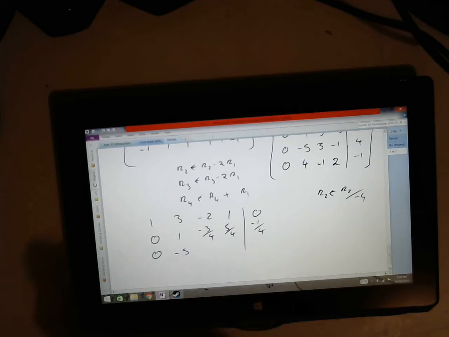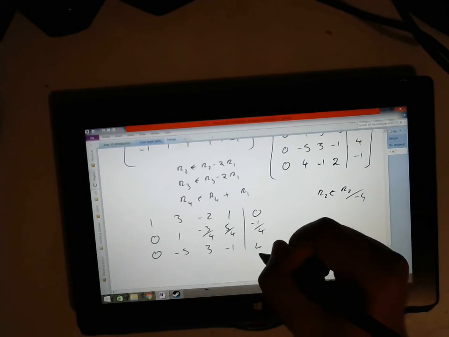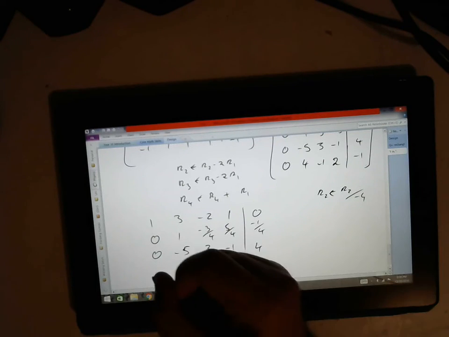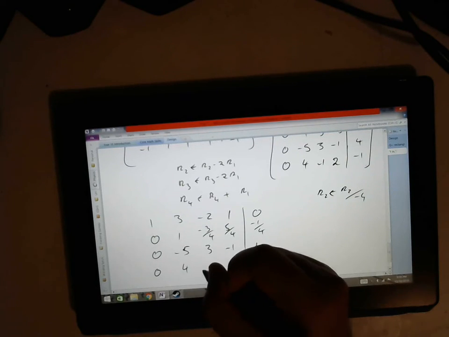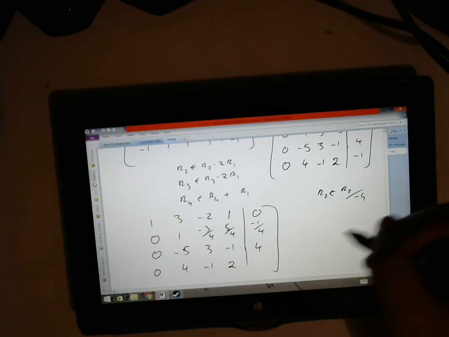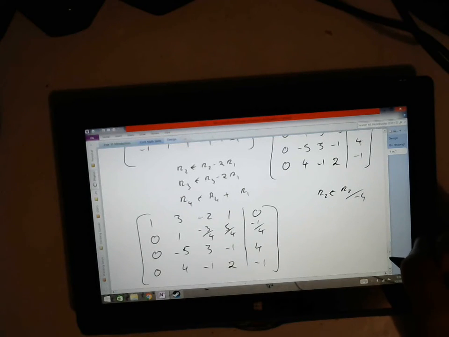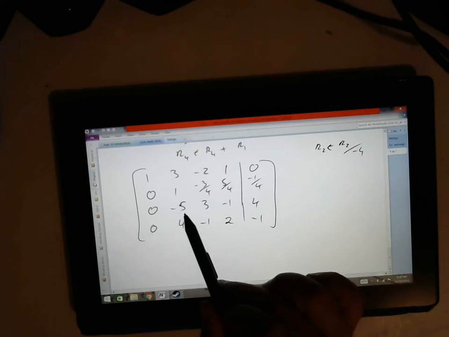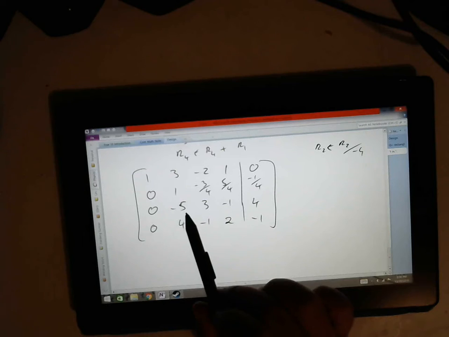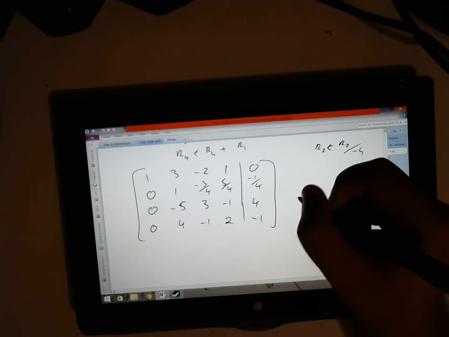0, minus 5, 3, minus 1, 4, 0, 4, minus 1, 2. Oh, and minus 1. Good thing is now we've done that first row. I only need 2 rules now to get these two to be zeros. So this one here we're going to have minus 5.